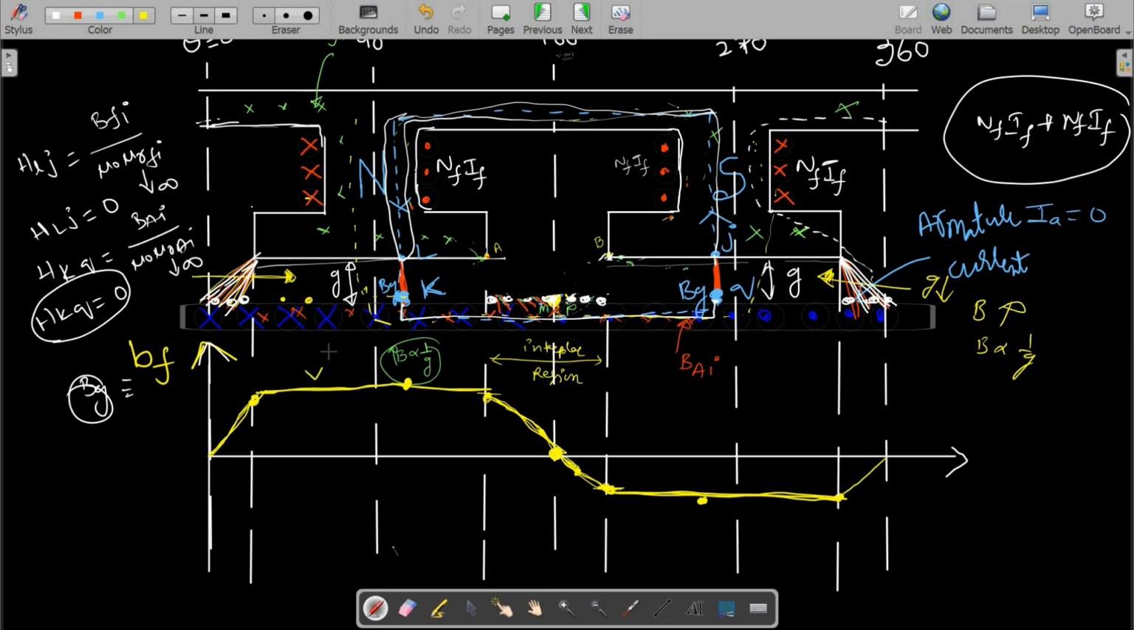Why here it is positive? Because it is under the north pole, and here it is negative because it is under the south pole. And this is how the derivation of the BF wave for this DC machine, because of the field current and the field flux lines, is obtained.